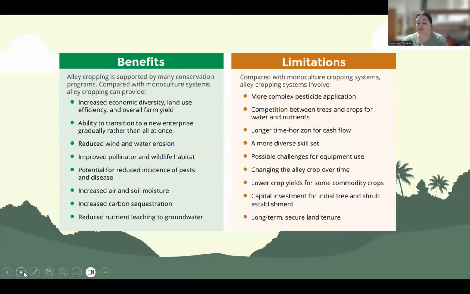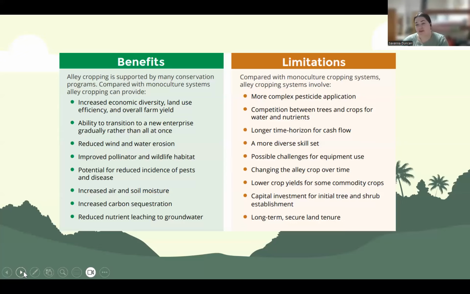And then the limitations of this type of system compared to a monoculture system would be more complex pesticide applications. Typically these systems are utilizing multiple species, and sometimes this can become quite difficult when trying to make a pesticide application to target one specific pest, and it really limits your pesticide options. Competition between trees and crops for water and nutrients is another limitation that I've actually been reading some research about. This is an area that's actively being researched, trying to find solutions to this other than root pruning.